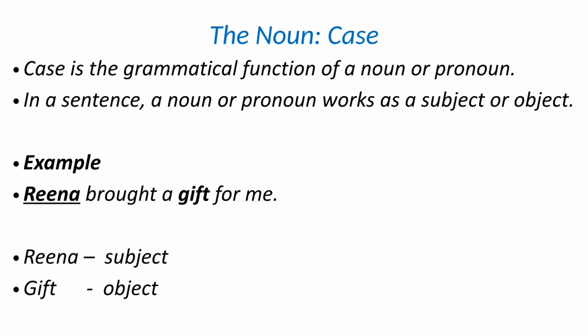See the example. Reena brought a gift for me. Here in this sentence there are two nouns, Reena and gift. So Reena works as subject here and gift works as object in this sentence.